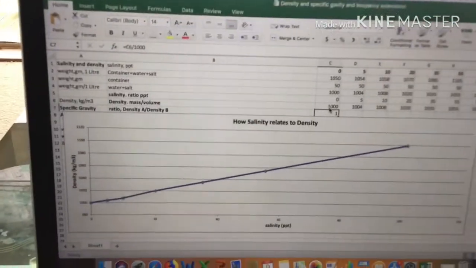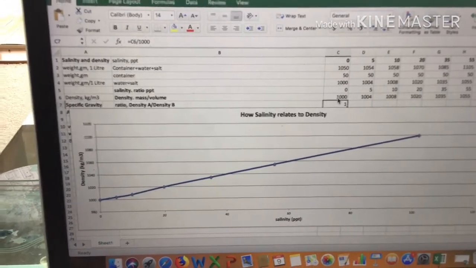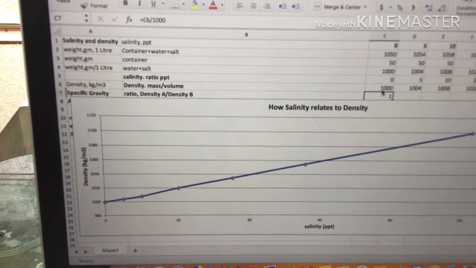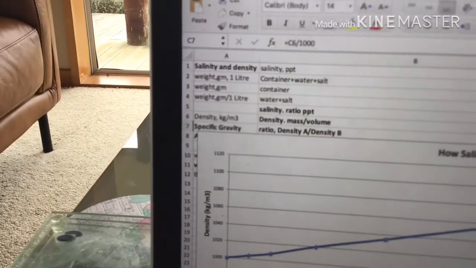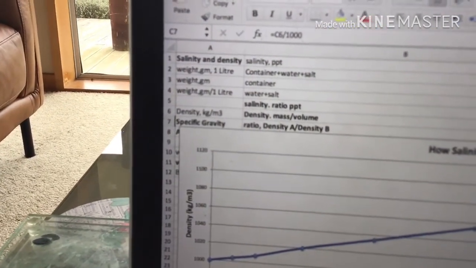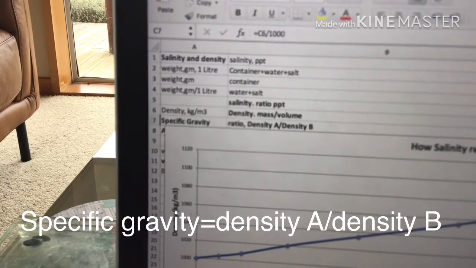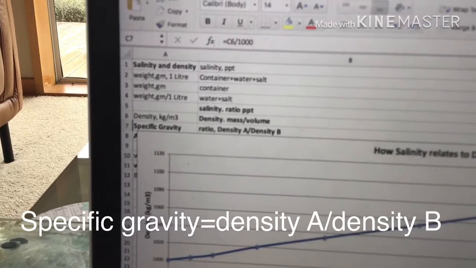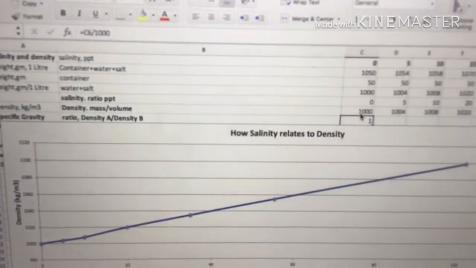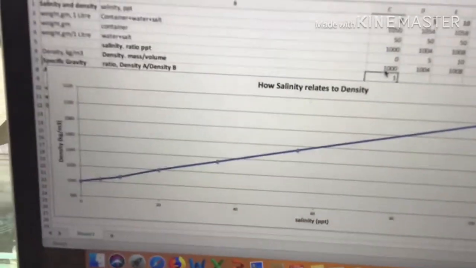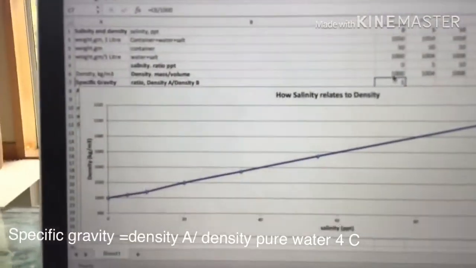So we've got our salinity related to density, but what we really wanted to work with our instrument is specific gravity. And specific gravity is a ratio. It's the ratio of density of one substance to the density of the other. And in our situation, we're going to use the reference density of fresh water.